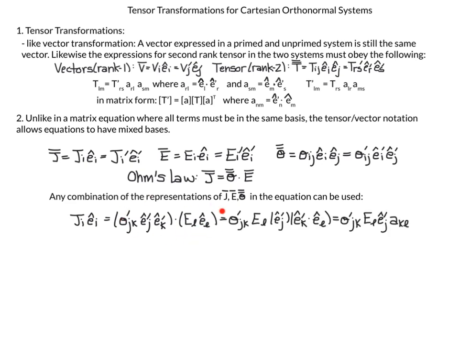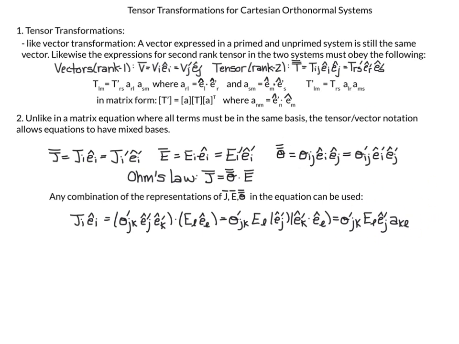What happens is the dot product of these basis vectors will take care of everything, because here you're going to have, again, your conductivity in the primed system, your electric field in the unprimed system, but then you're going to have this E sub j and your E sub k dotted with this E sub l. So I can take my E sub k and E sub l, that will give me, remember, my transformation matrix up here.